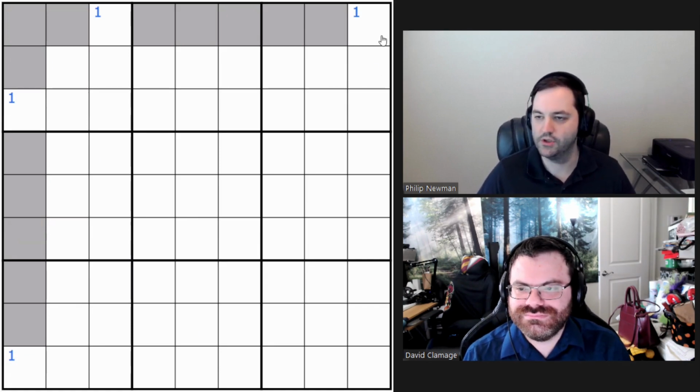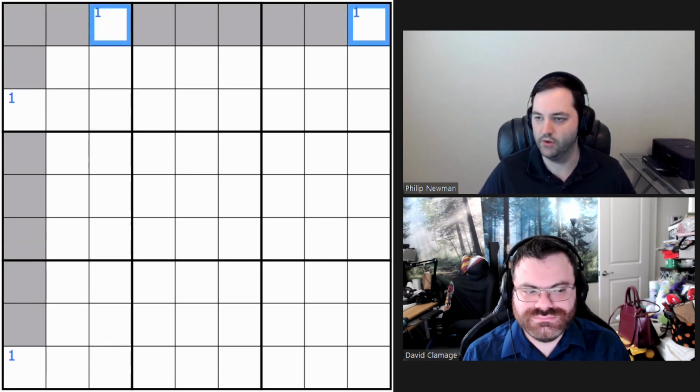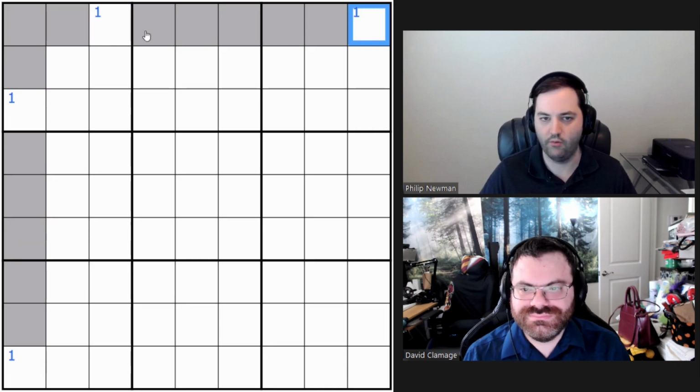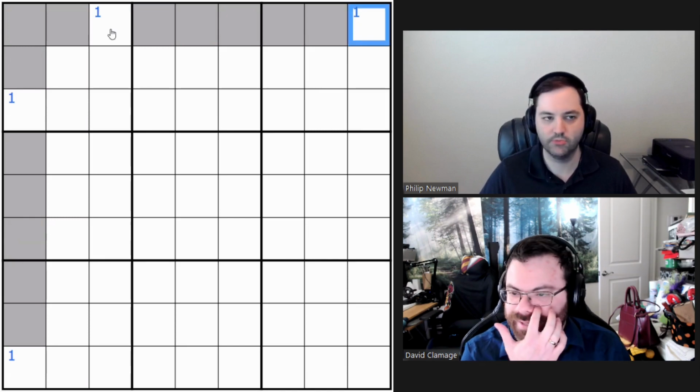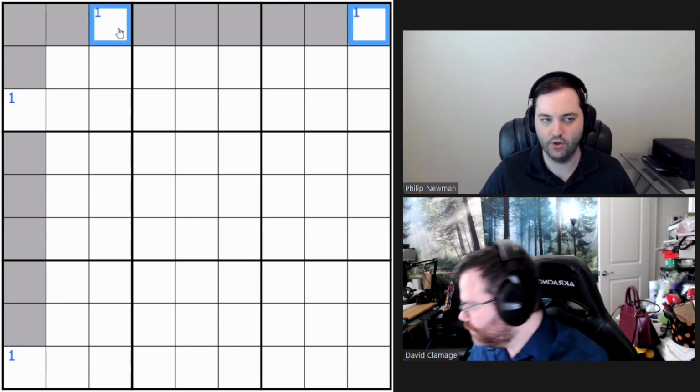And alternating inference chains in general, you have what's called a strong link, where you only have 2 possibilities, one of which must be true. They could both be true. In this case, only 1 can be true because they're in the same row. You can have a 1 here or a 1 here, but not both. But we have to have a 1 somewhere. So it goes on one of those cells. So that's a strong link.